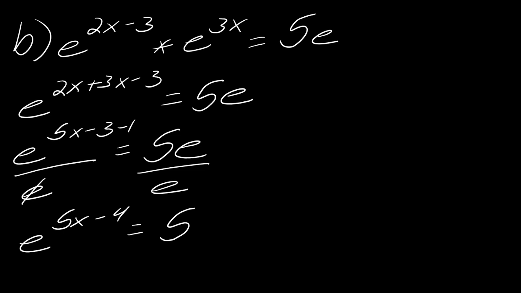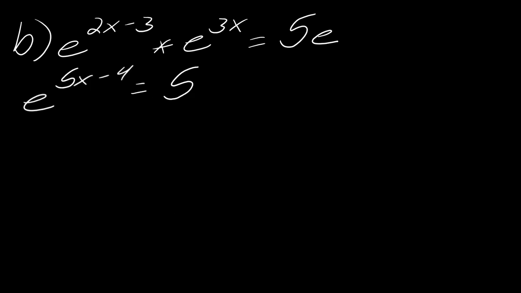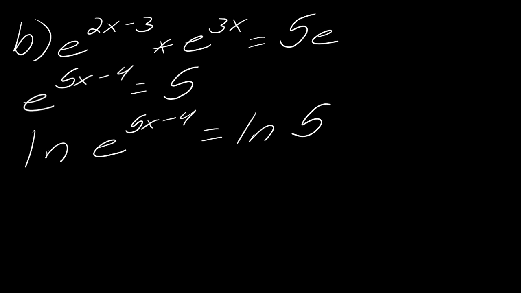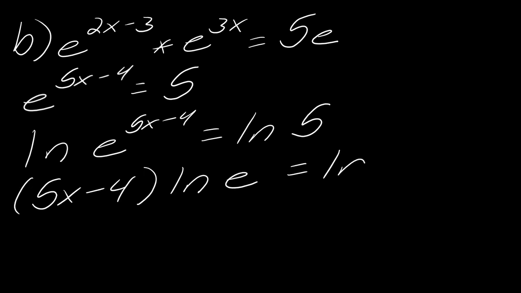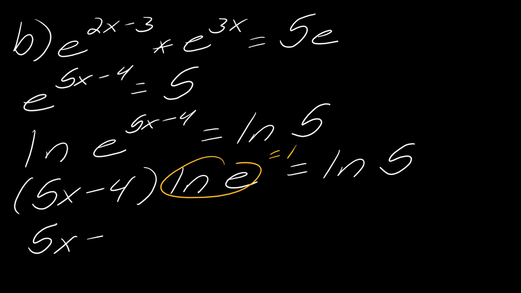Okay, so from here, let me make some space. And once again, it's probably in our best interest to use the natural log. So I have natural log of e to the 5x minus 4 equals the natural log of 5. So now I can bring down the exponent. And so once again, the natural log of e just equals 1. So I have 5x minus 4 equals the natural log of 5. And so this is a nice simple equation to solve, right?